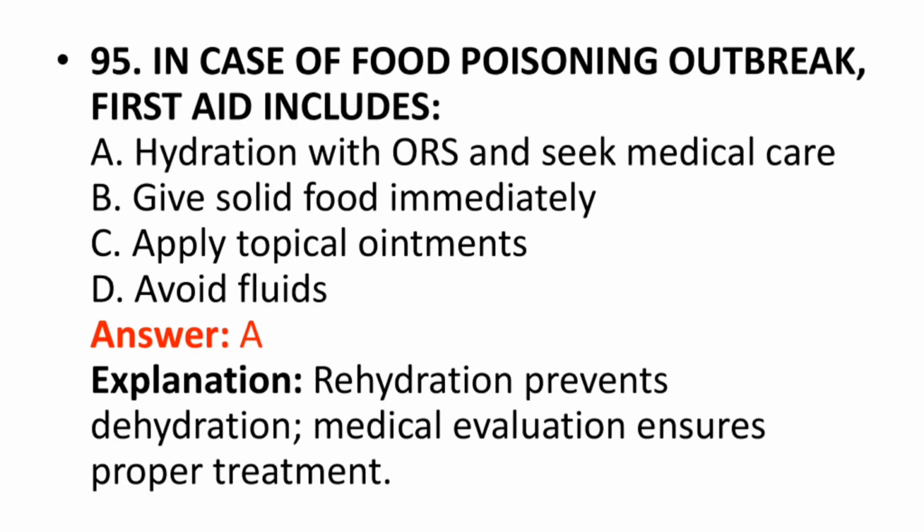In case of food poisoning outbreak, first aid includes option A, hydrate with ORS and seek medical care. Option B, give solid food immediately. Option C, apply topical ointments. Option D, avoid fluids. The correct answer is option A, hydration with ORS and seek medical care.